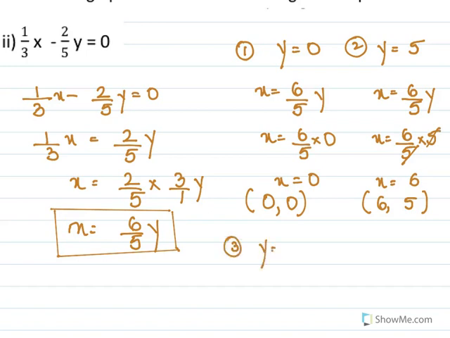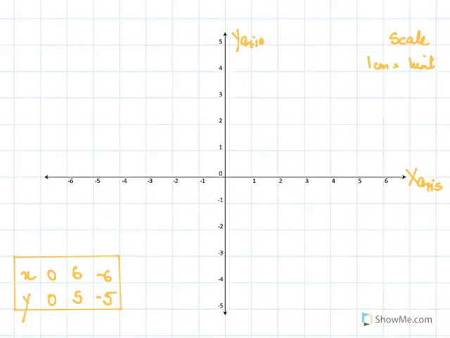Then for the third, I'm going to put y equal to minus 5. The equation is x equal to 6 by 5 y. So x equal to 6 by 5. For y, we've taken minus 5. This cancels out, x equal to minus 6. So minus 6, minus 5. So this is your Cartesian plane. This is your x and y axis.